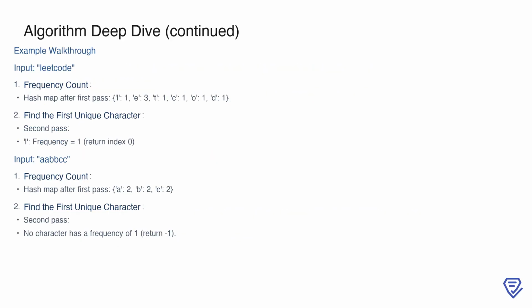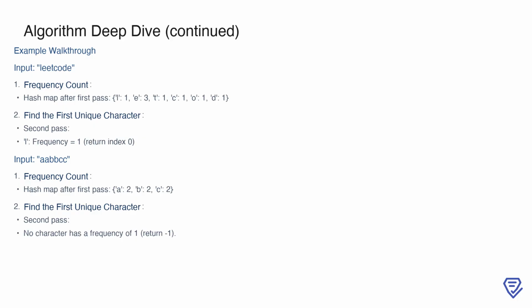To better understand how the algorithm works, let's walk through a couple of examples. For the input LeetCode, we first build the frequency count. After the first pass, the hash map looks like this: L1, E3, T1, C1, O1, D1. In the second pass, we check each character's frequency. The first character, L, has a frequency of 1, so we return its index, which is 0.